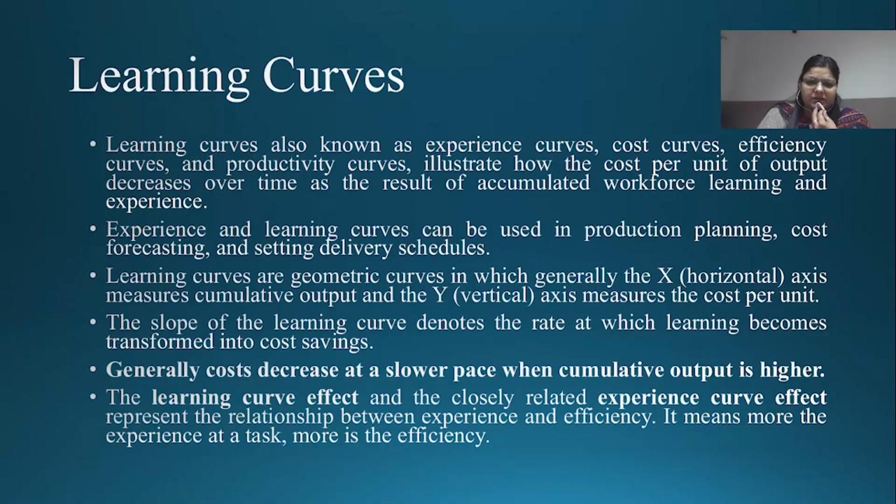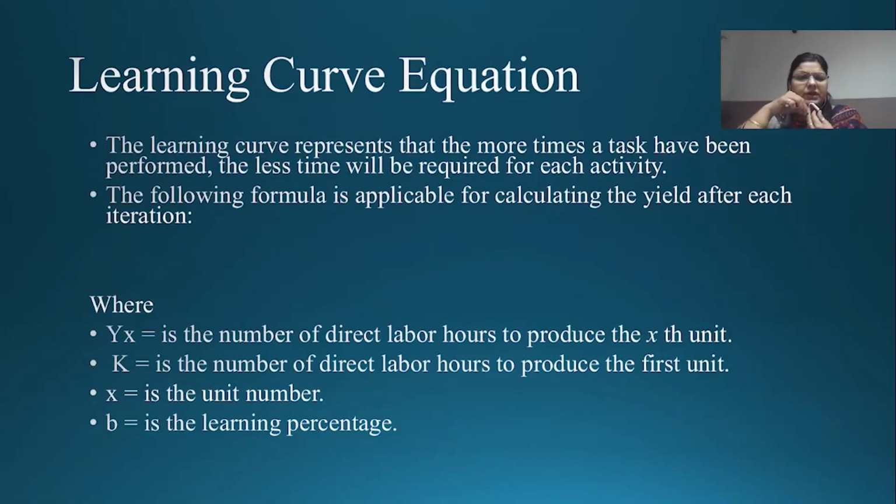Generally, cost decreases at a slower pace when cumulative output is higher. The learning curve effect and the closely related experience curve effect represent the relationship between experience and efficiency. It means the more experience at a task, the more the efficiency. So this is the learning curve equation. The learning curve represents that the more times a task has been performed, the less time will be required for each activity.